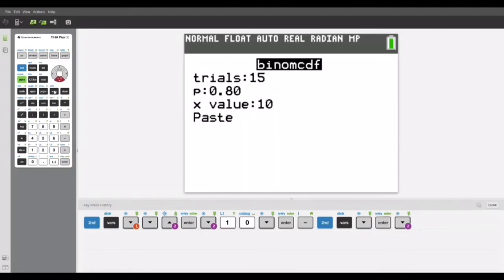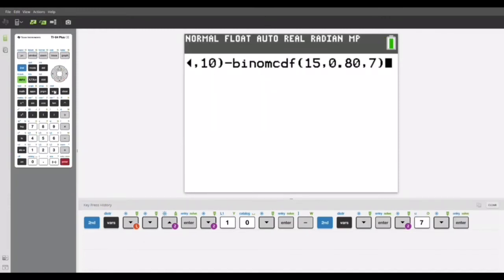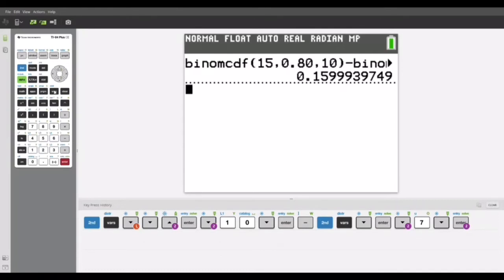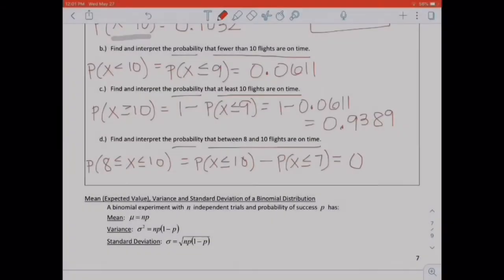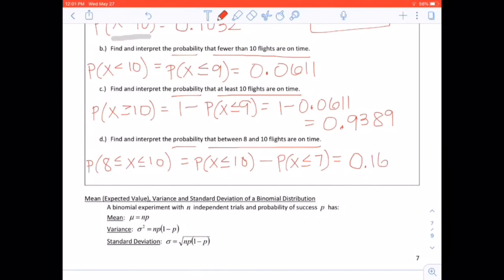15.8. That stays the same, but our x value on the next one is 7. Selecting paste, hit enter one more time. And rounding this to 4 decimal places, we get 0.15999. So that's going to make that be 0.1600. We get 0.1600. Interpreting this would be that the probability that between 8 and 10 flights are on time out of 15 flights is equal to 0.16.